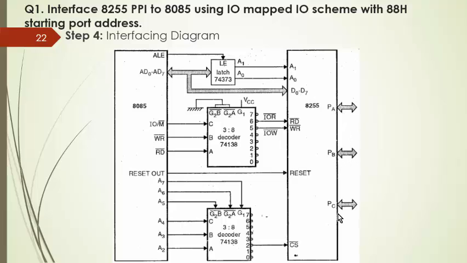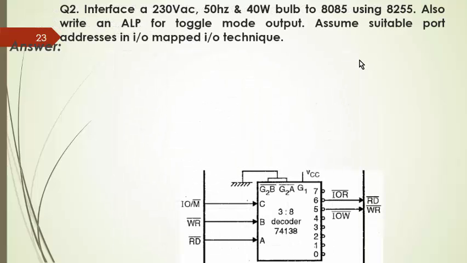And these are the three ports of 8255: port A, port B and port C. The bidirectional arrow indicates the bidirectional data on PA, PB and PC.